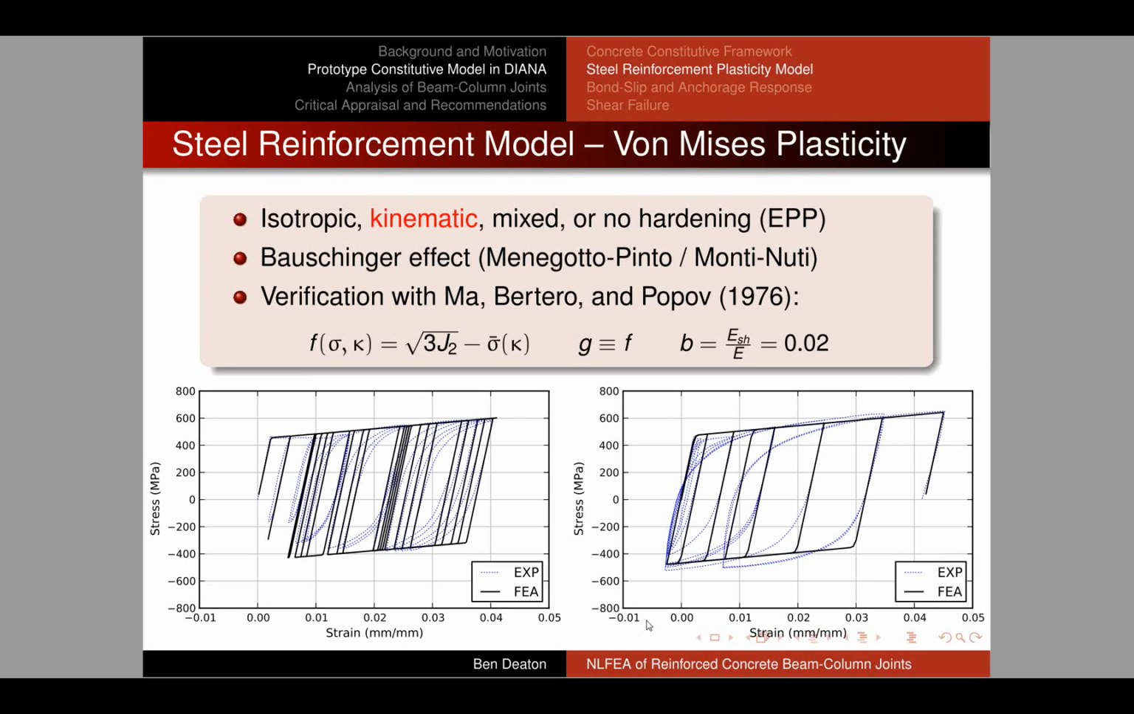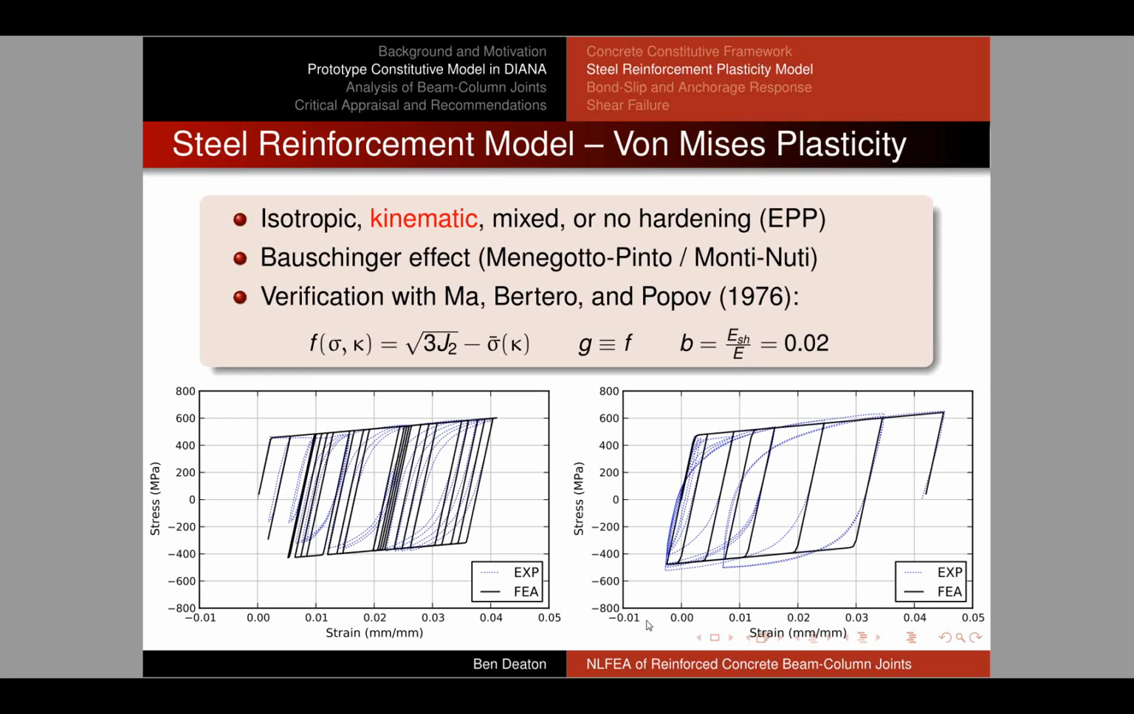So I'm showing below verification of the von Mises model with kinematic hardening with data from Ma, Bertero, and Popov. This was a study from UC Berkeley. And you can see for several different load histories, there's very good agreement between the experimental.